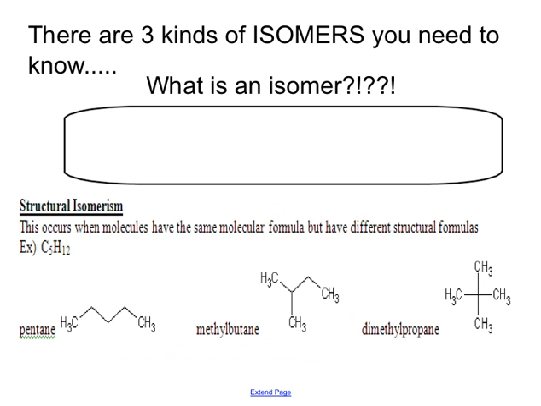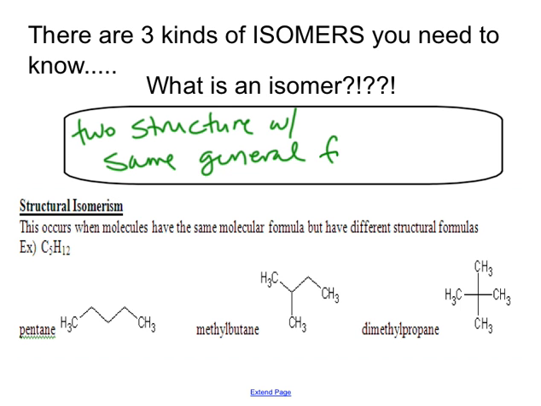All right, an isomer. An isomer is a structure. Isomers are 2 structures, or a structure compared to another structure with the same general formula, or same formula. Now, they're going to have different properties. There's different kinds of isomers. We're going to focus just on 3 kinds this year. Next year, we're going to go isomer crazy. It's a big deal in organic.